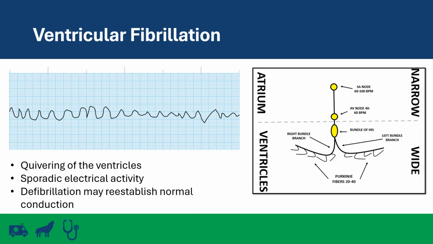The next rhythm is ventricular fibrillation. So this is also a cardiac arrest rhythm. In ventricular fibrillation, your ventricles are just quivering. This is sporadic electrical activity. Hopefully you can defibrillate the heart, and that can reestablish normal conduction, kind of fix that wiring. But VFib is completely irregular, sporadic electrical activity.